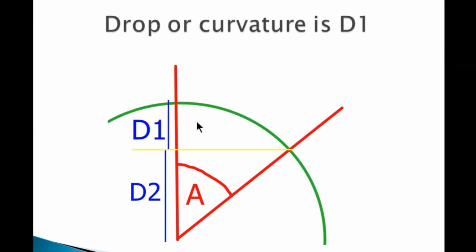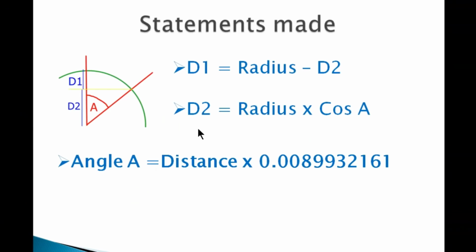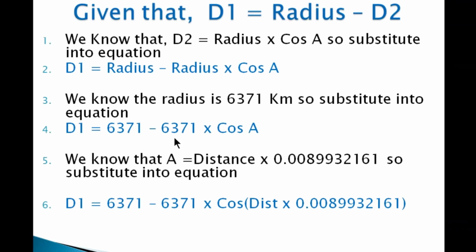Hopefully now we're going to put all those bits of information together that we've defined, these being that D1 is equal to the radius minus D2. We figured out that D2 is equal to the radius multiplied by the cosine of angle A. And most importantly, at the beginning, the input information we want, which is distance, we figured out that angle A is defined by the distance we're trying to investigate, multiplied by a factor of 0.00899326161. So we're going to take those statements and start to just put them together a little bit.